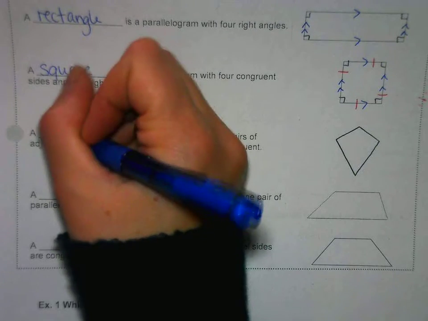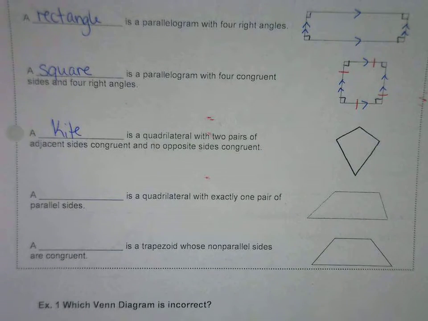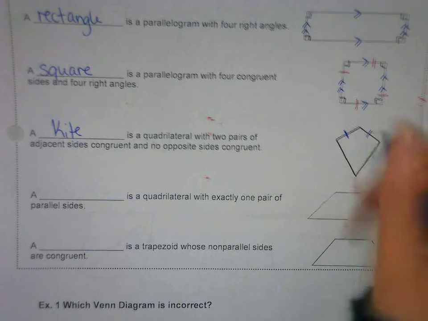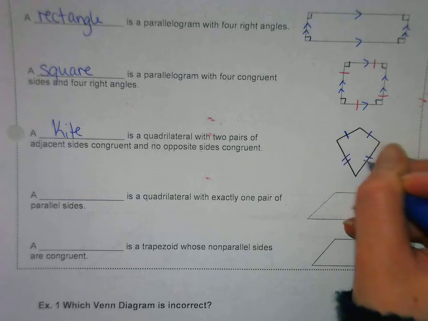A kite is a quadrilateral with two pairs of adjacent sides congruent and no opposite sides congruent. So my adjacent sides are congruent to each other.